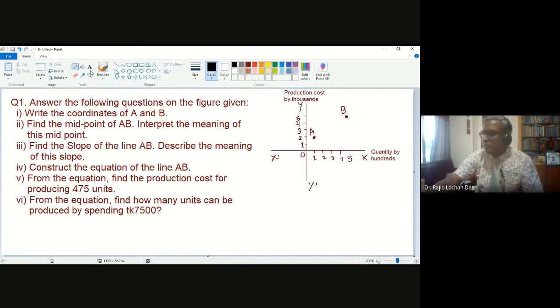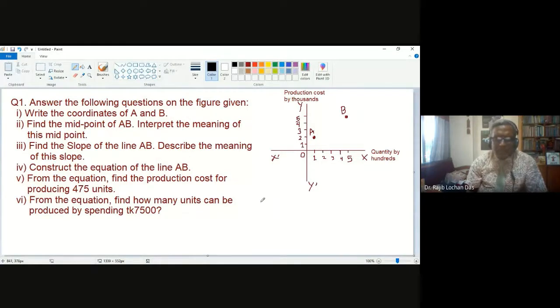So what is the actual meaning? The actual meaning is 100 and 1000. So you have to consider that thing. It is 1, but it is not actually 1. It is 2, but it is not actually 2. So actually the coordinates.